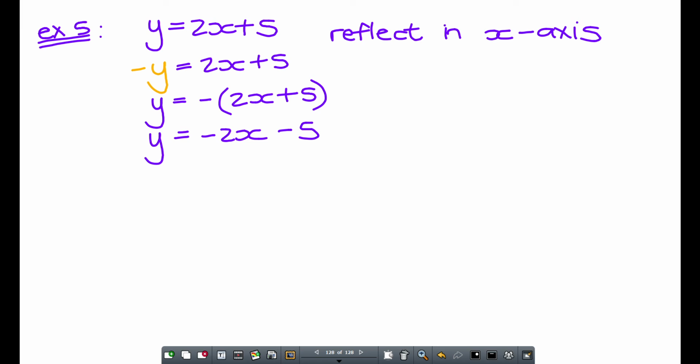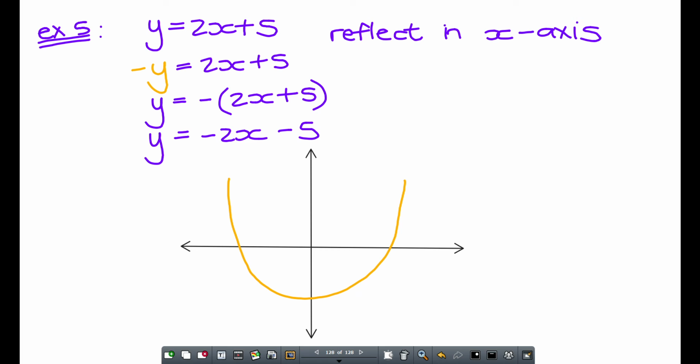Ek wil nou saam met julle deur 'n hersieningsoefeningkie gaan werk, né? Kyk gou-gou. Okay, watter grafiek? Parabool, dankie. Parabola. Okay, nou, kyk gou-gou hier.